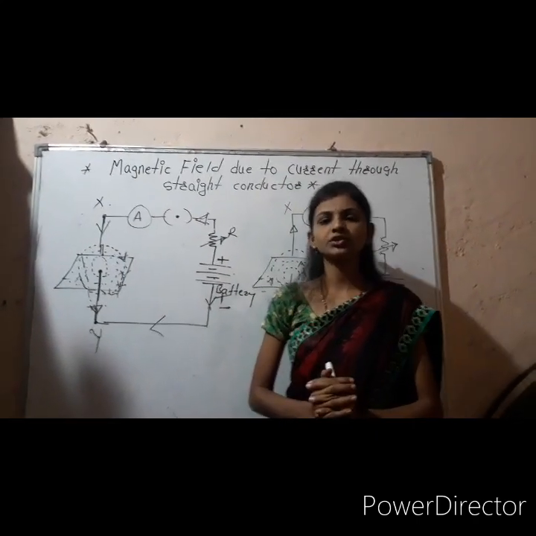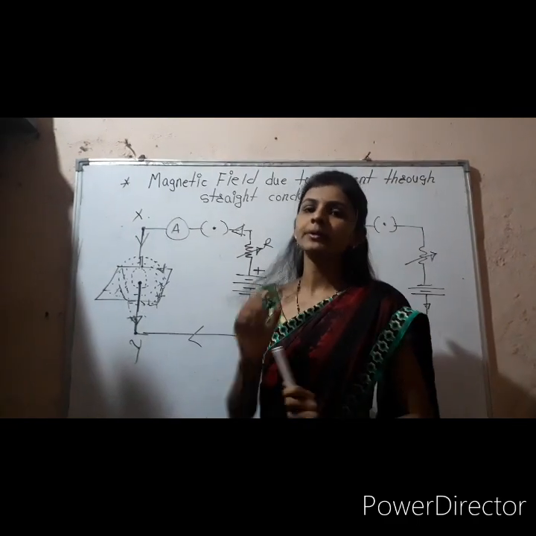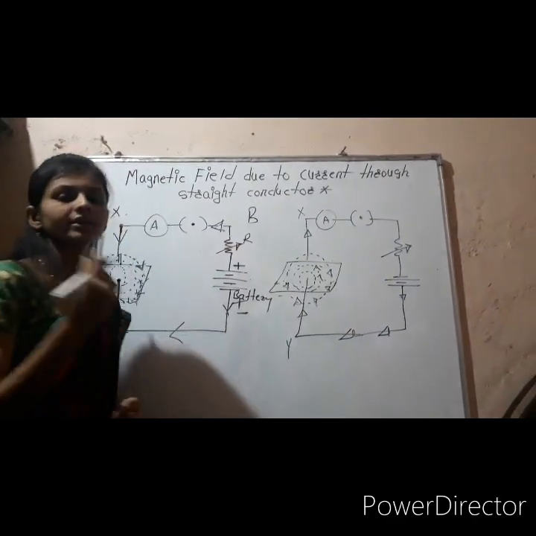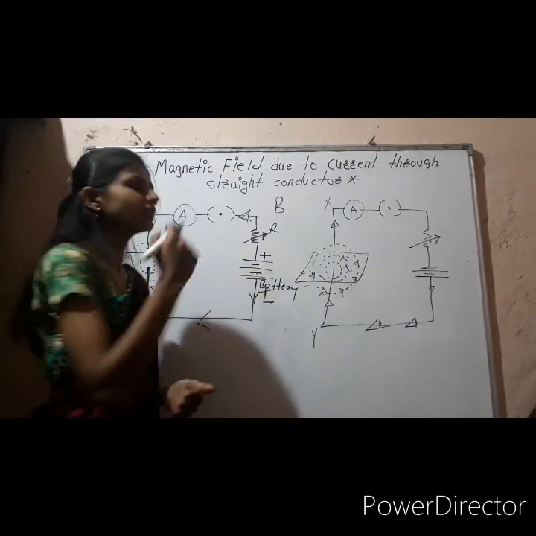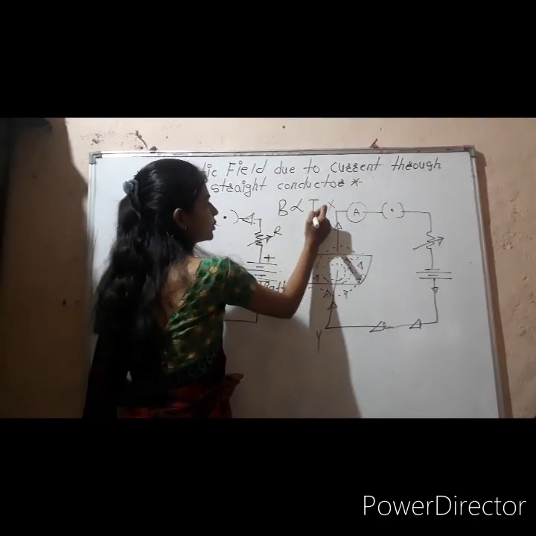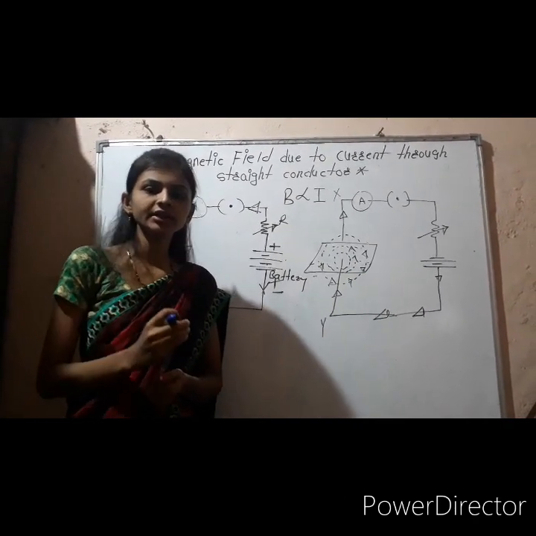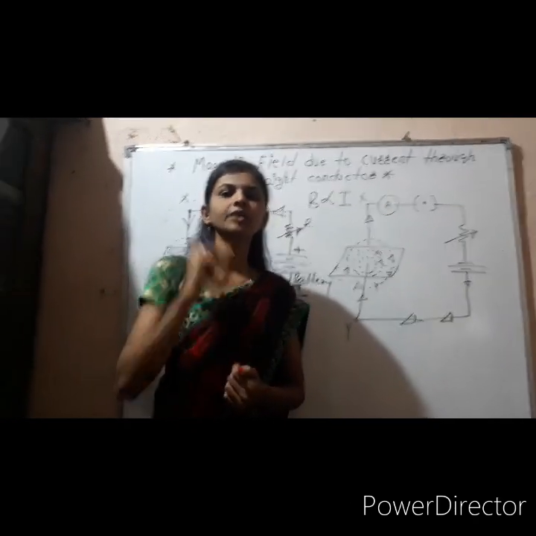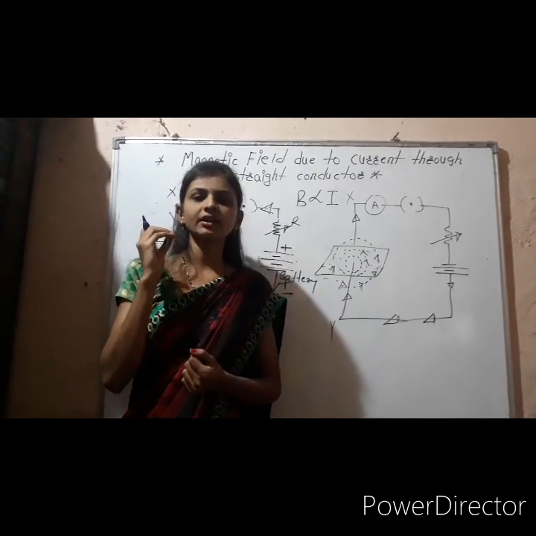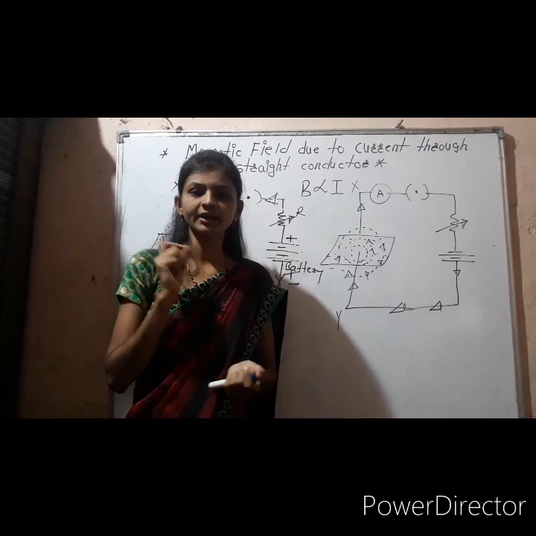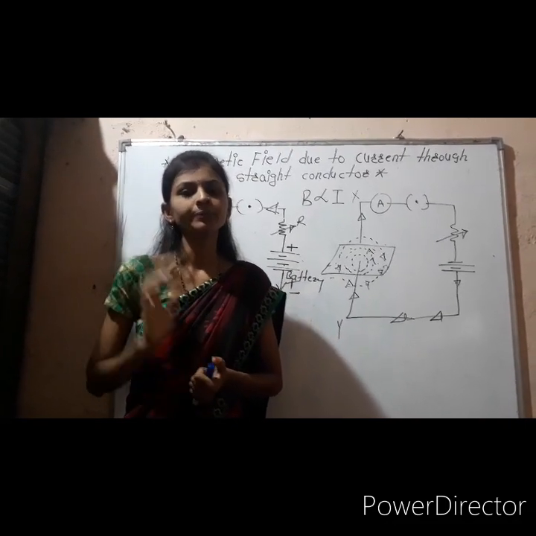So here something you just keep in your mind. Magnetic field is denoted by B. The magnetic field is directly proportional to the current I. As the current increases, the magnetic field starts to increase. The more current there is, the more magnetic field will be produced. So the strength of magnetic field depends upon the electric current.